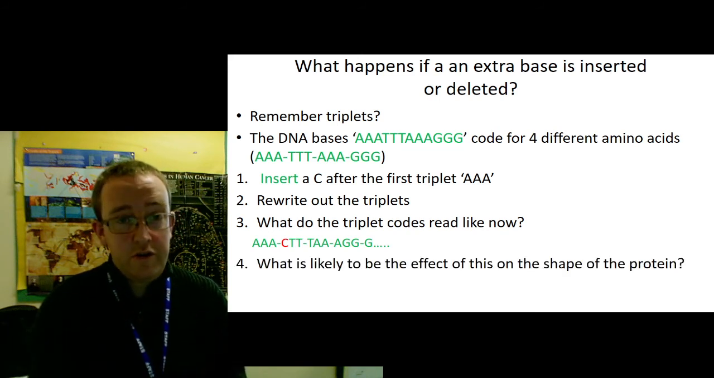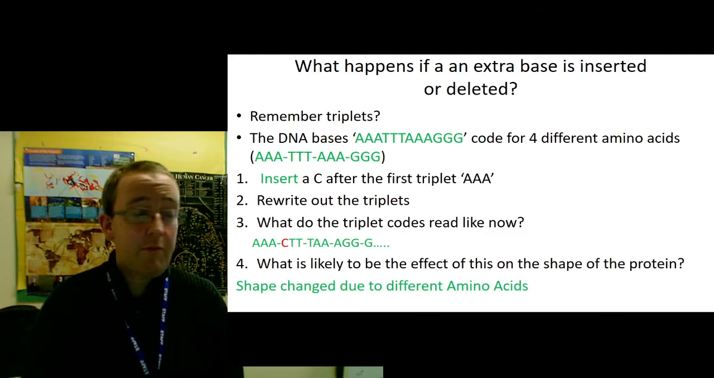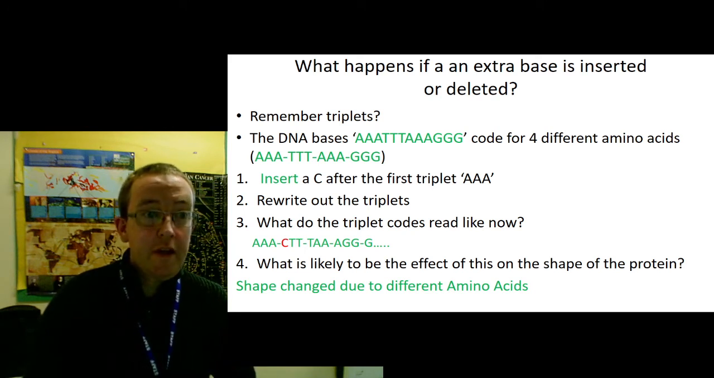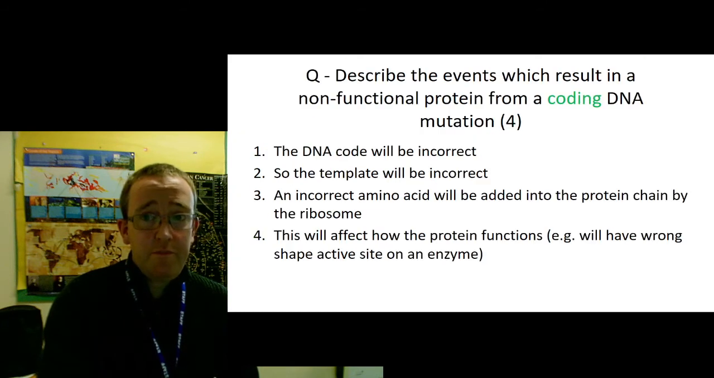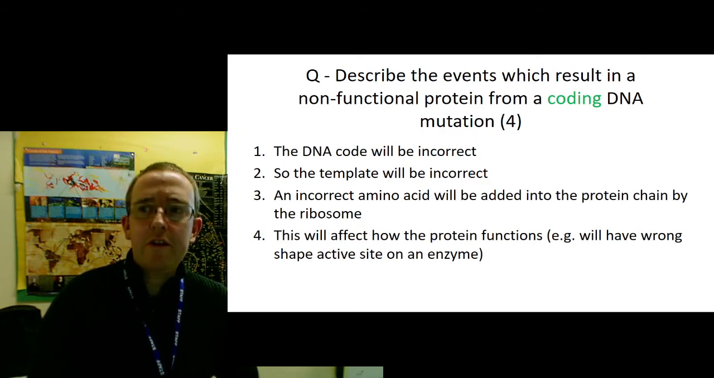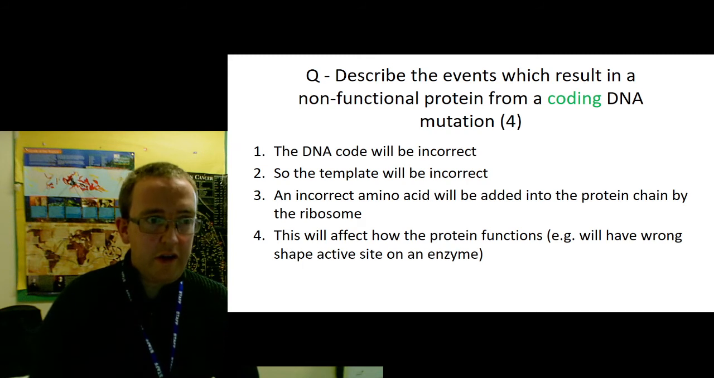So in terms of the shape of the protein, with different amino acids, the shape will be changed. If it's an enzyme, it won't have its active site, it won't be able to do its job. Okay? So that's what our mutation does. So if you're given the question, describe the events which result in a non-functional protein from a coding DNA mutation, okay, now obviously specifically within the coding DNA, here are the marks that you give.